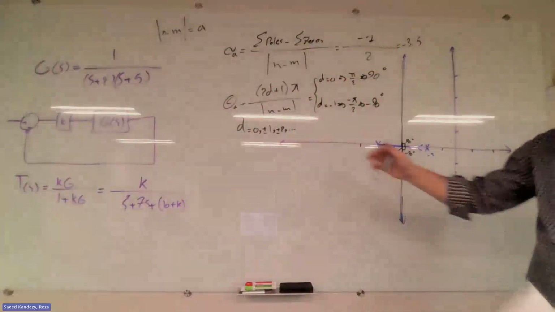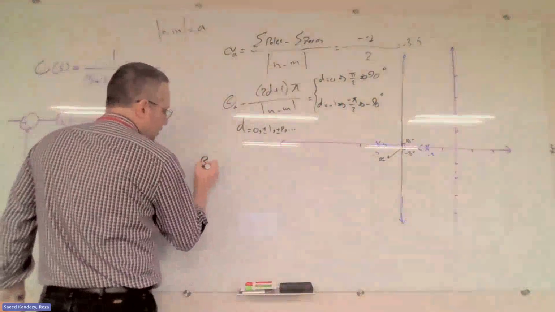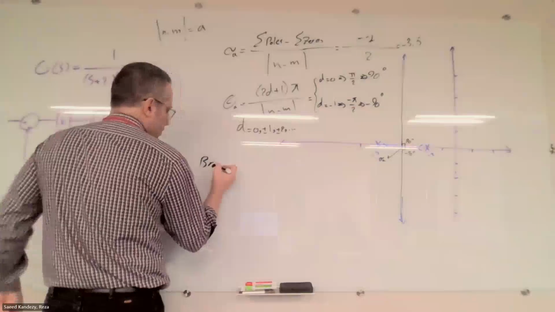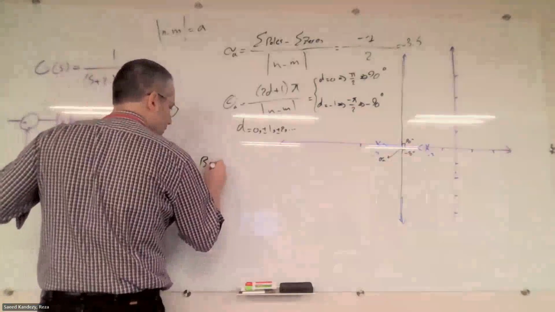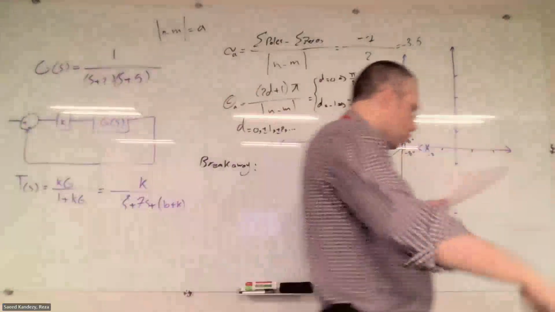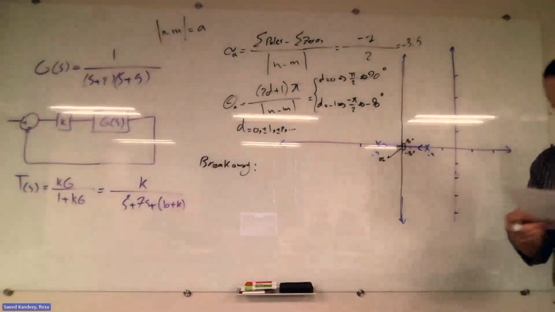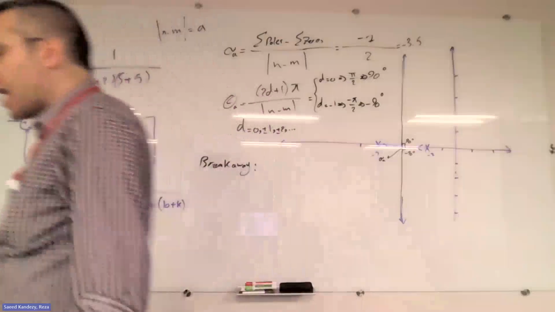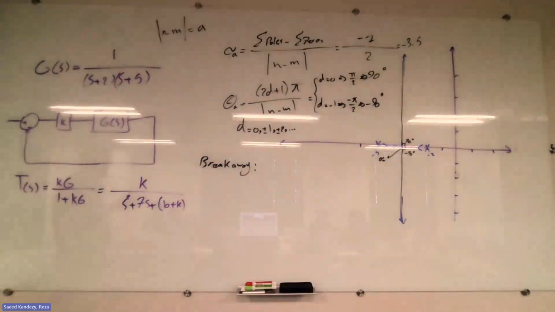Now, breakaway point. For finding the breakaway point, we said that we need to have the formula that describes K by the s, and then the local max or min of that function would give us the breakaway and break-in point. So max is breakaway, min is break-in point. Very good.